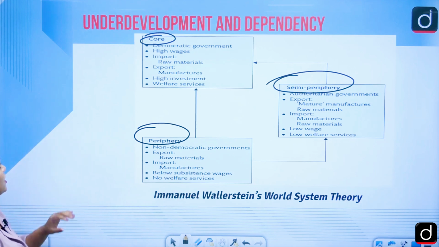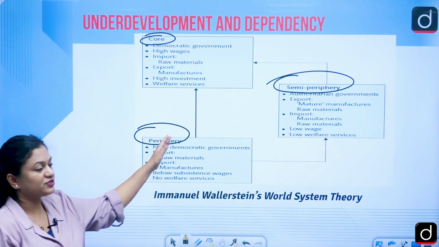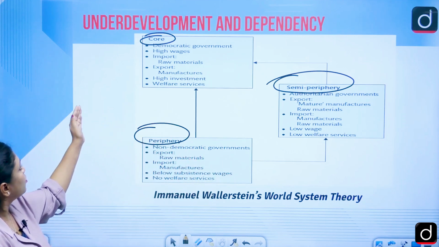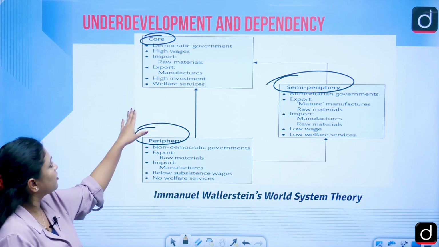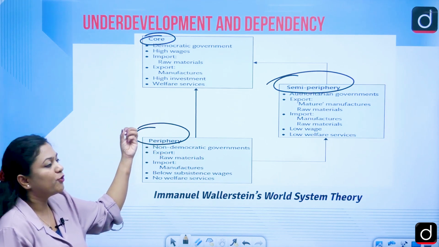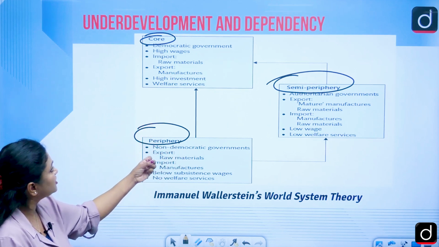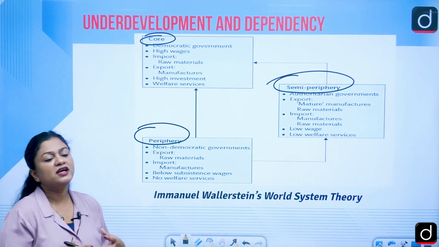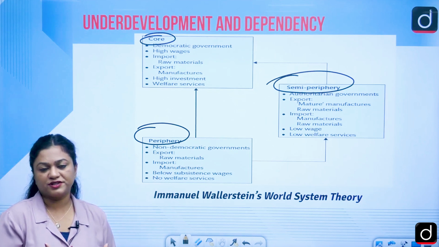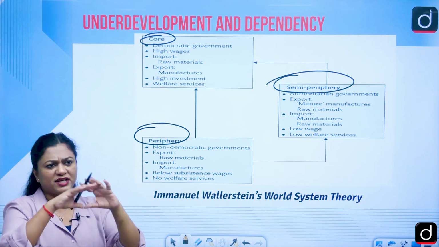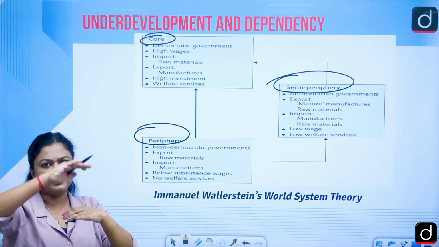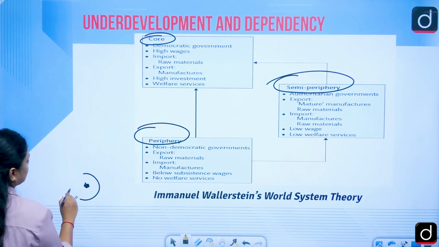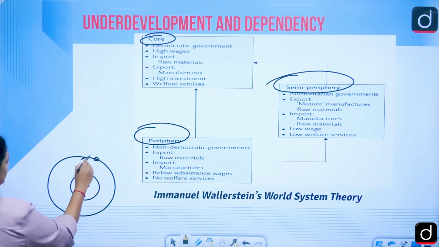Here, the core countries have the principal characteristics. I have taken this image from the Baylis and Smith book. The core countries have democratic government, high wages, they import raw materials and export manufactured products, they have high investment, and welfare services are highly present in the core countries or developed countries, especially in the northern hemisphere. Then you have the semi-periphery. So this is the core, this is the semi-periphery, and this is the periphery.